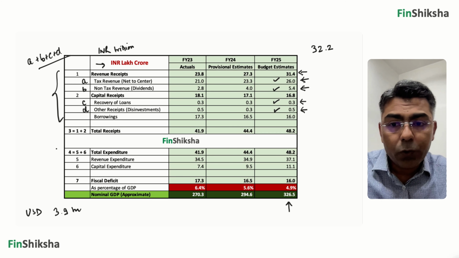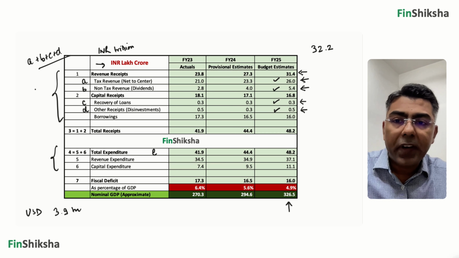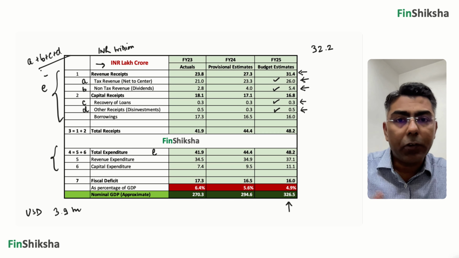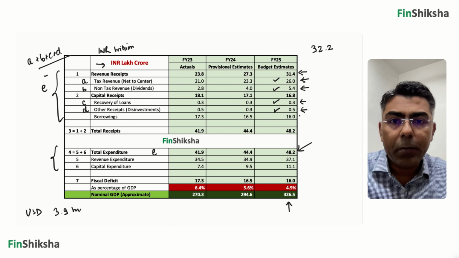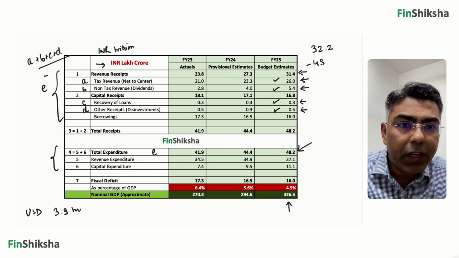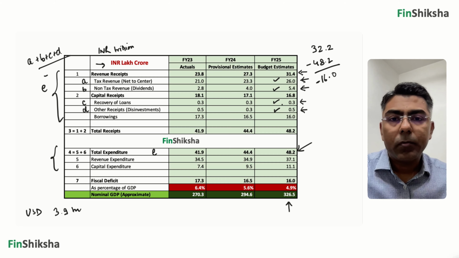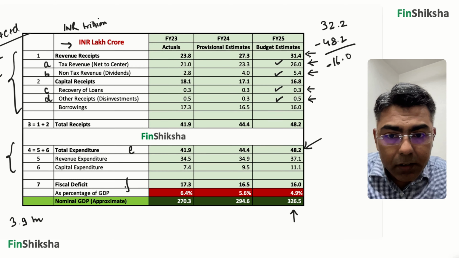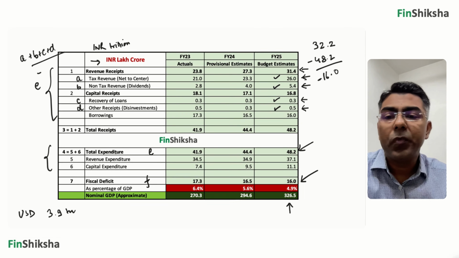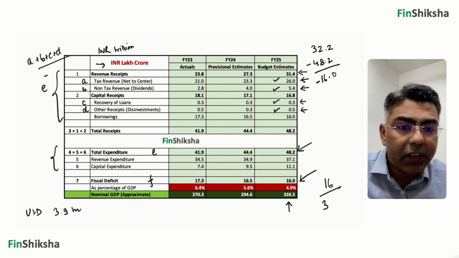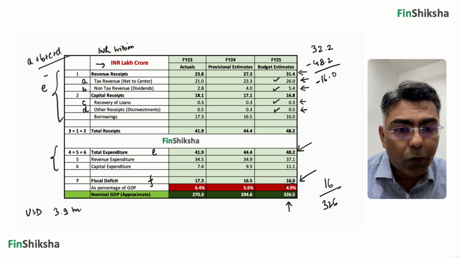Now, bottom of the table, you see the expenditure. So let's call total expenditure as E. So if I subtract E from A plus B plus C plus D, E is, remember, 48.2 lakh crore. 48.2 lakh crore is E. So I subtract 48.2, you will get a number of minus 16. That's your deficit. That's given here. Third last row, fiscal deficit, you will see a number of 16 lakh crore. 16 lakh crore divided by 326 lakh crore, which is your GDP, fiscal deficit to GDP, is 4.9%.